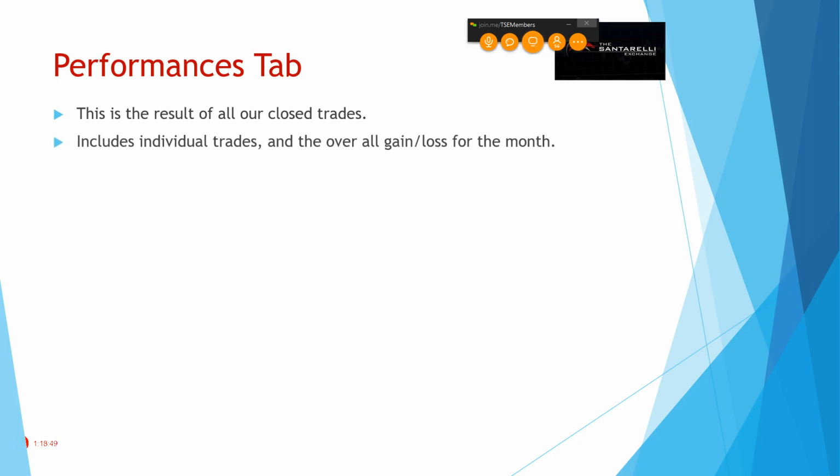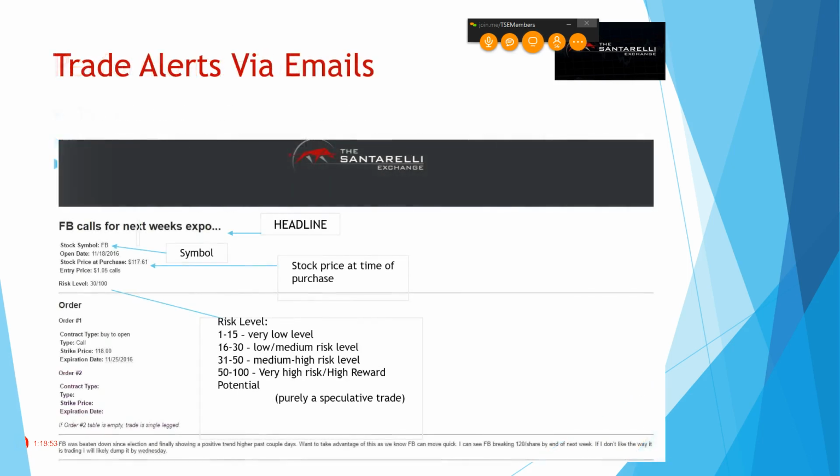Performance tab. This tells you the result of all our closed trades. It includes individual trades. There are two ways that trade alerts will come.